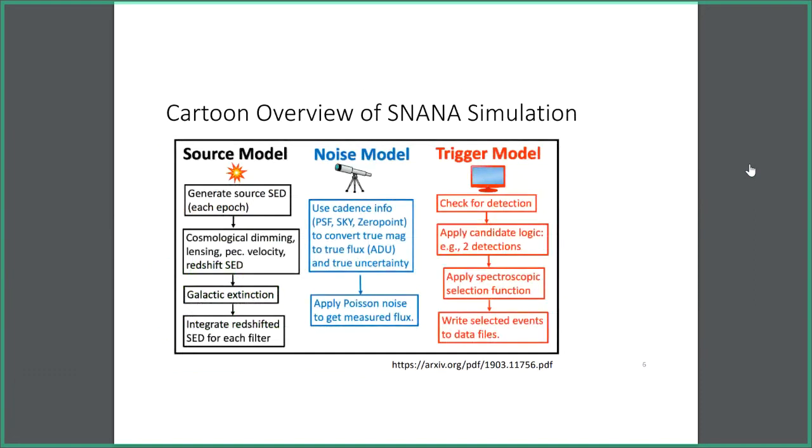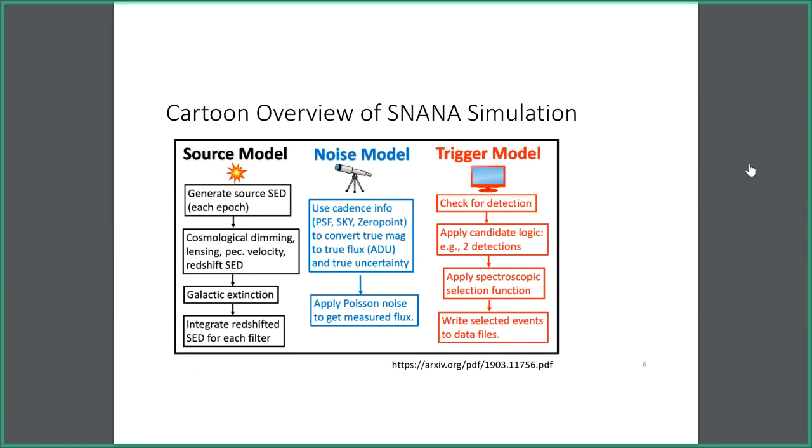Next slide. So here's kind of a cartoon of how the simulation works. You can think of it as 3 parts. First, there's an underlying source, an SED source, and then that light from the source travels through the expanding universe, goes through some dust, and eventually goes through a filter in your telescope. Then there's the noise model that says, well, this is what the instrument reports, some flux in ADUs or photoelectrons with some fluctuations. And then finally, on the right, there's some trigger model.